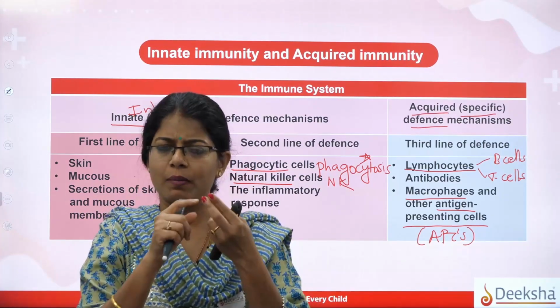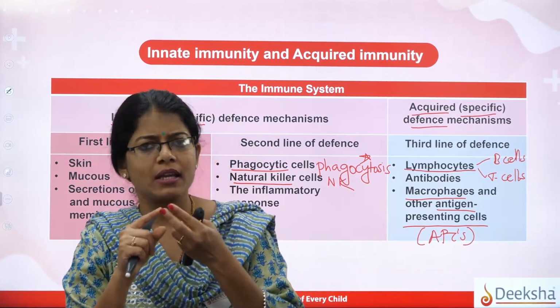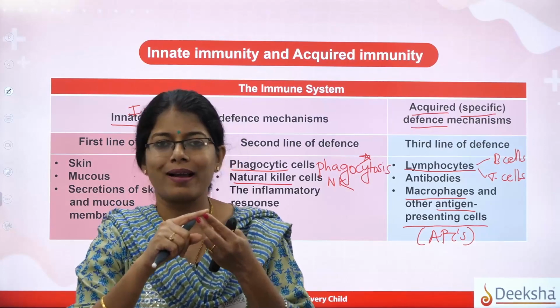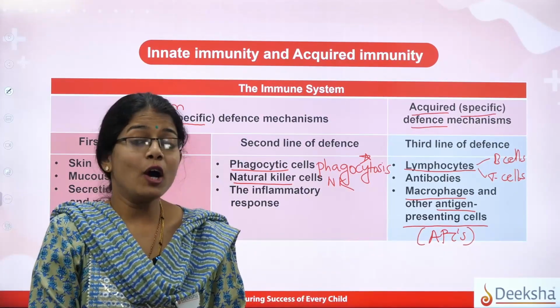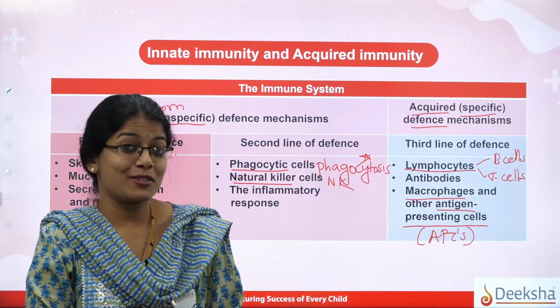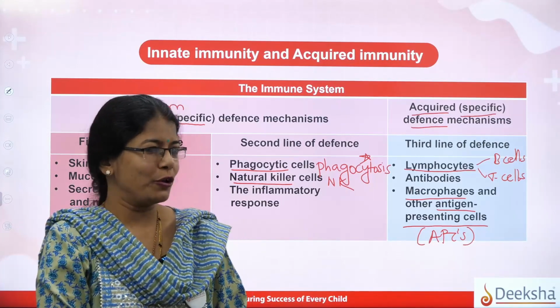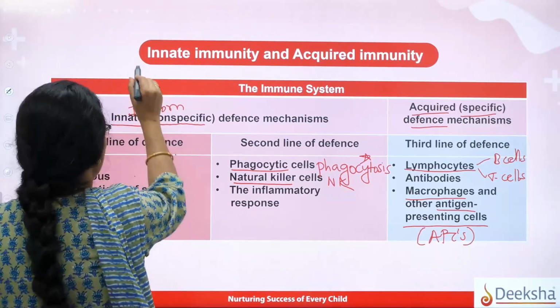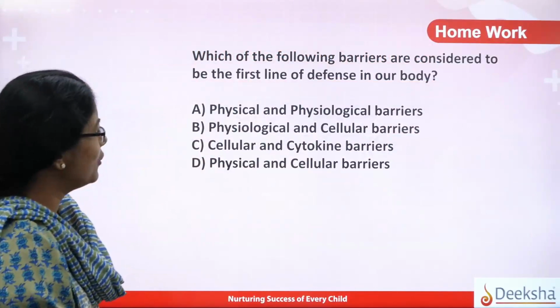So I can give you briefly, there are two types, one is the innate immunity and another is the acquired immunity. Let us now move on to the MCQs based on this, and I have homework for you, okay? So the homework has to be done, okay? I will give you some hints on that.